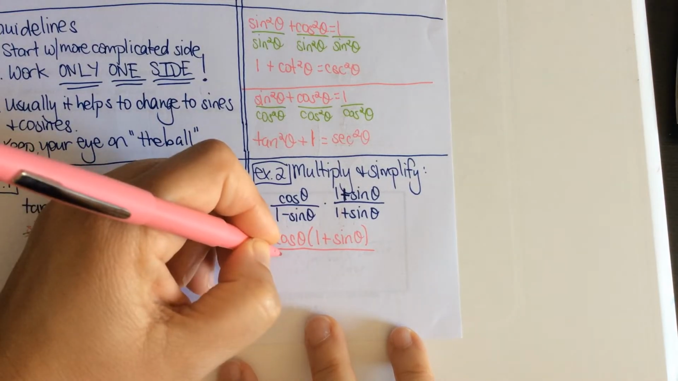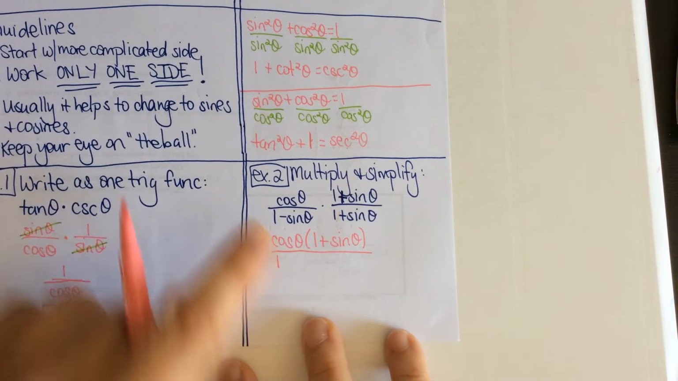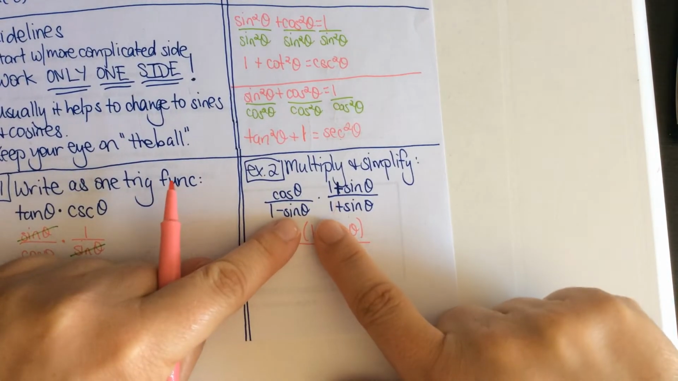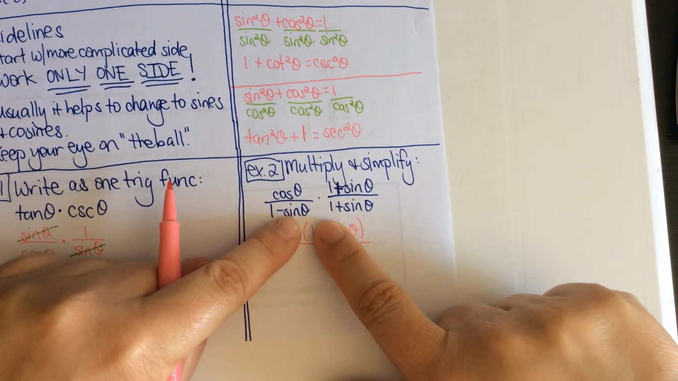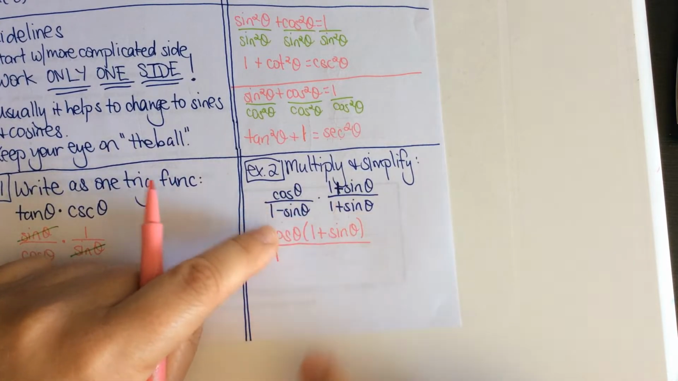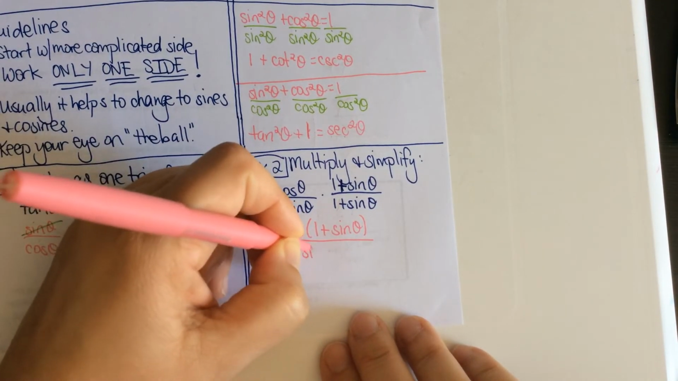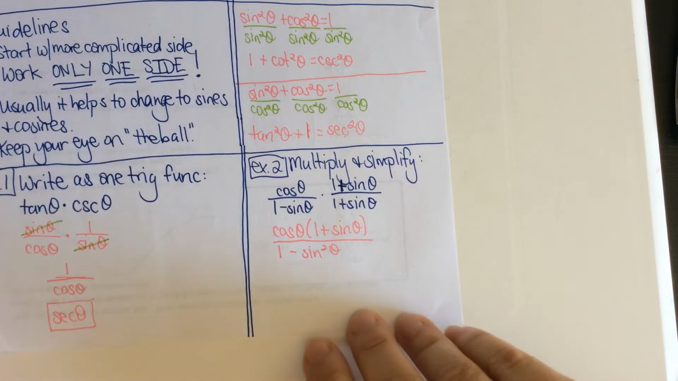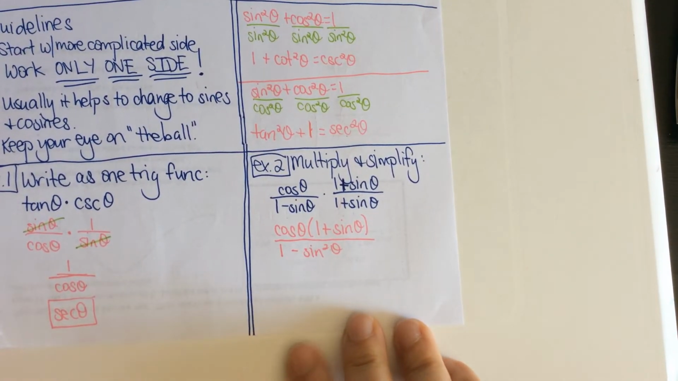So first times first, outer is plus sign, inner is minus sign. That's going to cancel out. Pause me and rewind that if you need to hear that again. And then last times last, sine times sine is sine squared, and it's a positive times a negative.